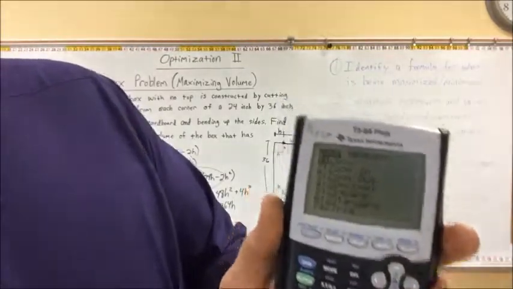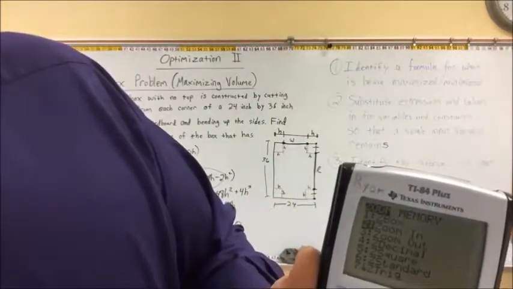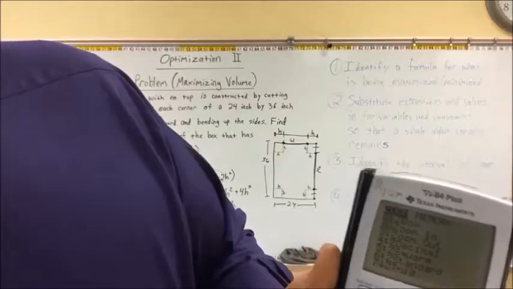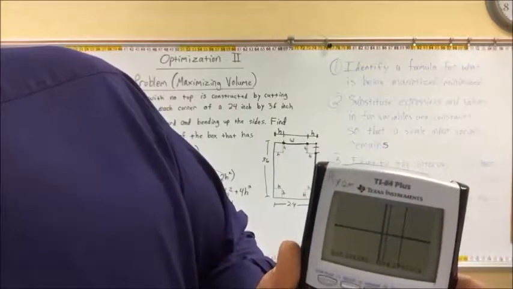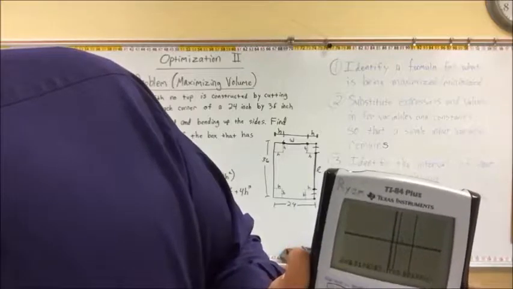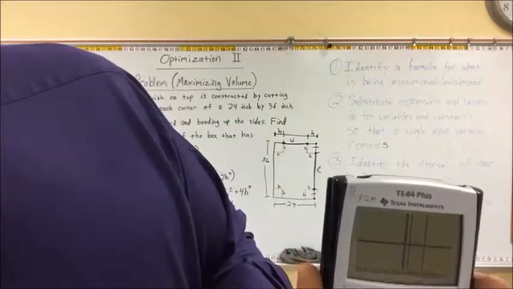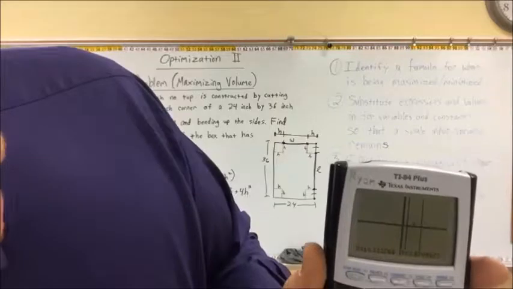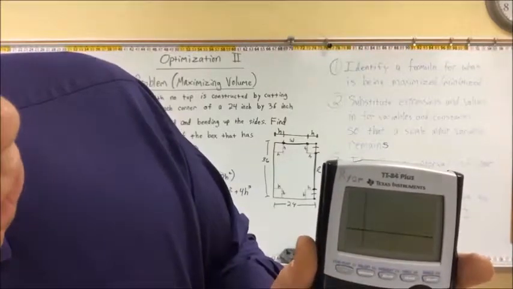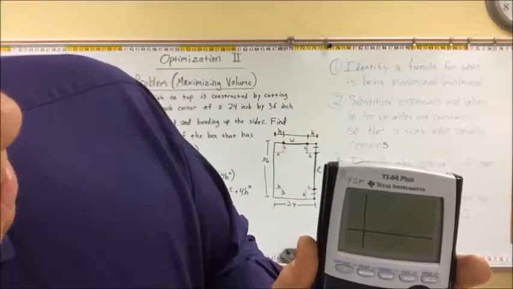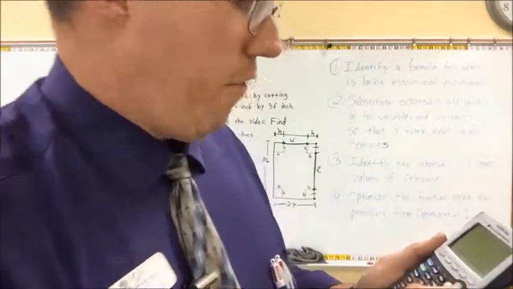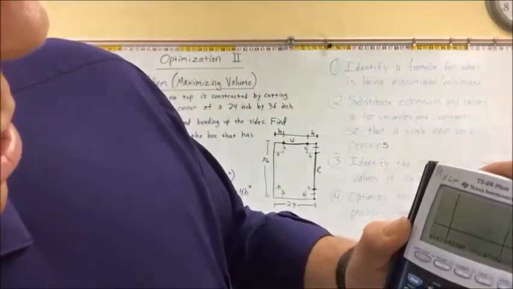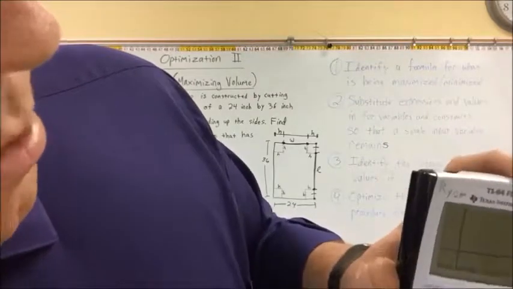I can hit zoom, and then I can select box, or I can zoom in. Watch what I do when I zoom in. If I put the cursor, where's the cursor? There it is. You see the cursor right there? If I put it halfway between the 2 and then zoom in right there, now it should show me. There's one, and there's the other. Okay, good.